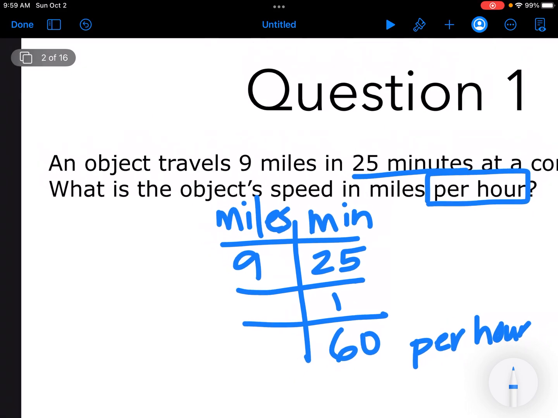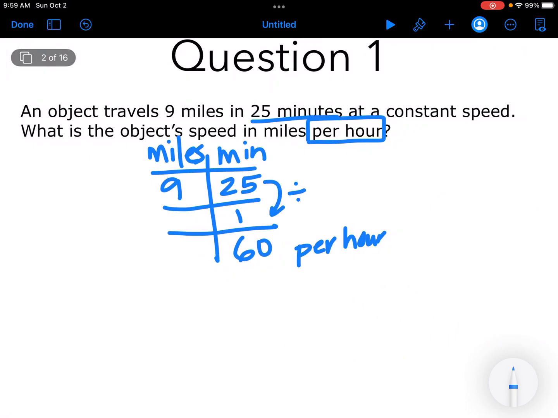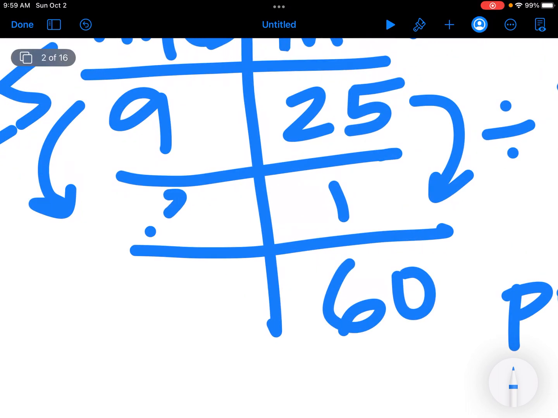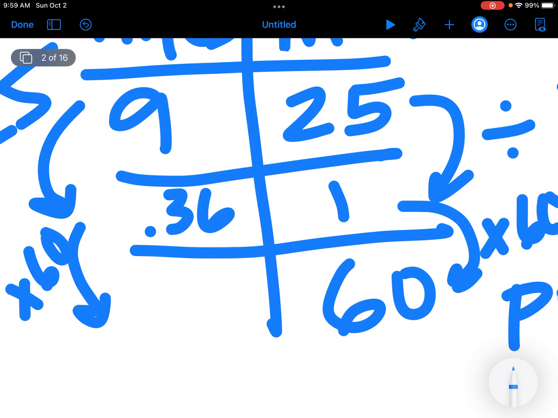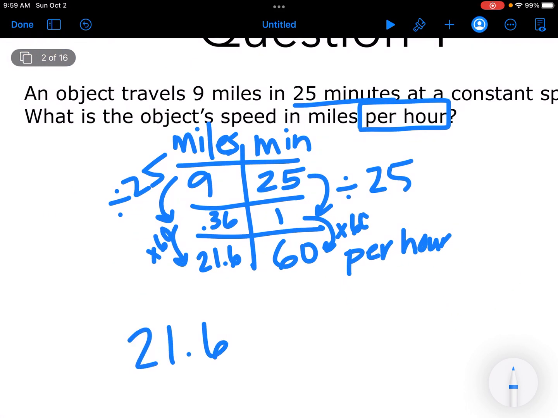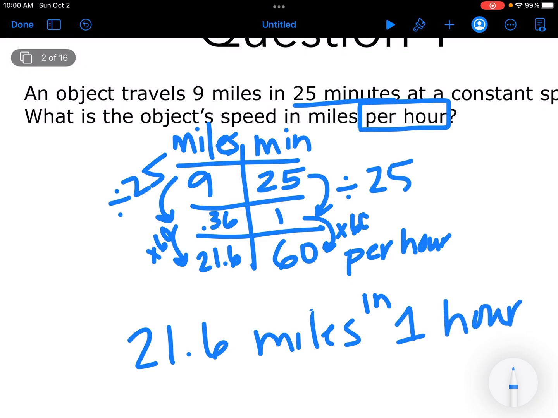Right? So I'm going to divide by 25. So in my calculator, I'm doing 9 divided by 25. And I get 0.36. And then I'm multiplying by 60. And I get 21.6. So it goes 21.6 miles in 1 hour. Because I know that 60 minutes is 1 hour.